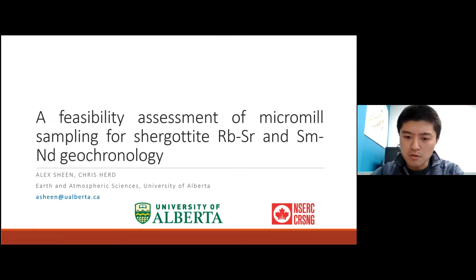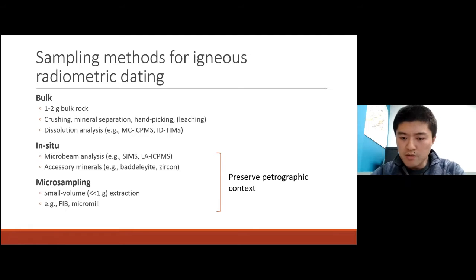Then I'll go on. So this study is part of my PhD project exploring novel analytical methods and sampling methods for igneous age dating of shergottites. So igneous radiometric dating is done through one of the following three sampling methods.